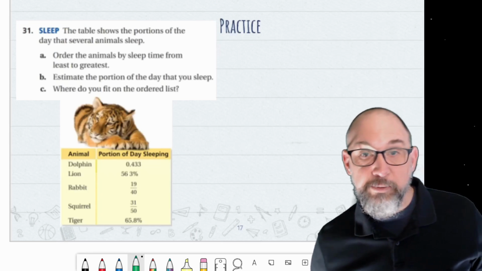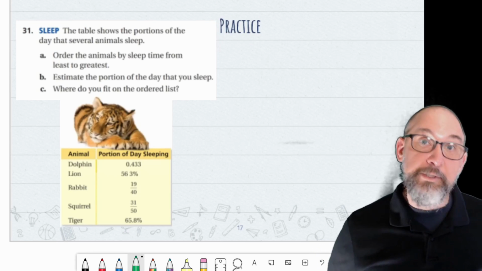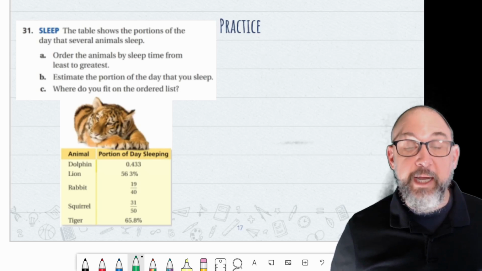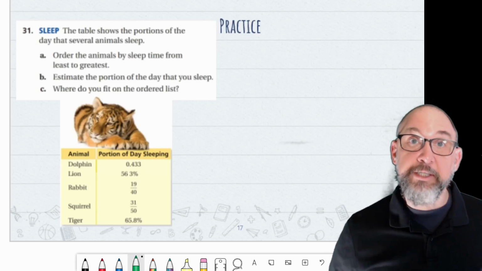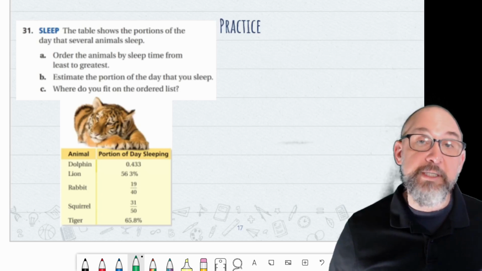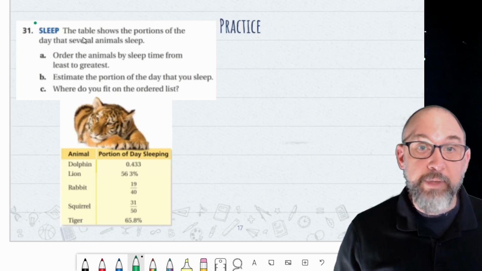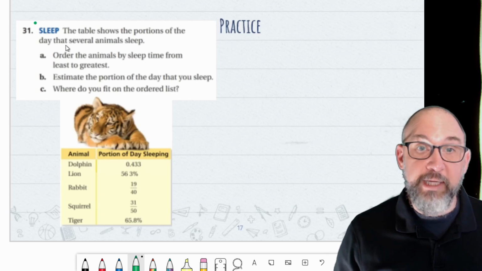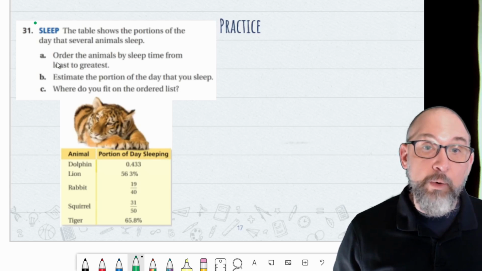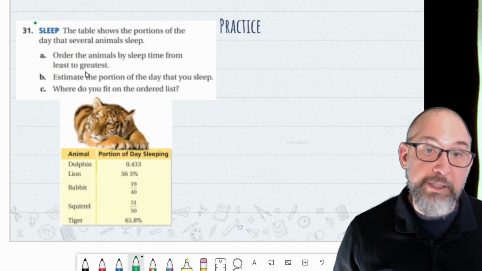Okay, now for the last one, you're going to do this independently. I'm just going to get you rolling, and then the PlayPosit's going to end, and you're going to finish this, and then start Big Idea 6.2. So this is the same idea. You just have to set up the number line. Okay, so the problem says sleep. The table shows the portions of the day that several animals sleep. Order the animals by sleep time from least to greatest.